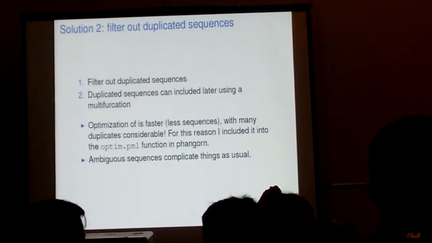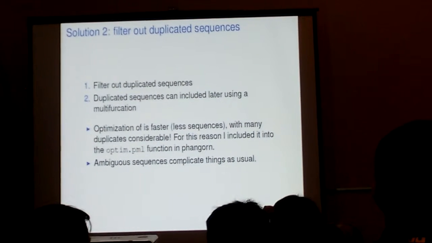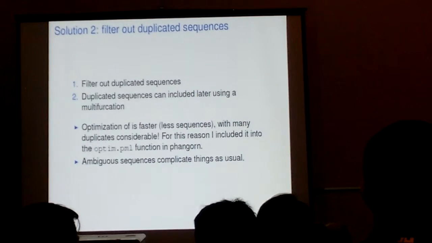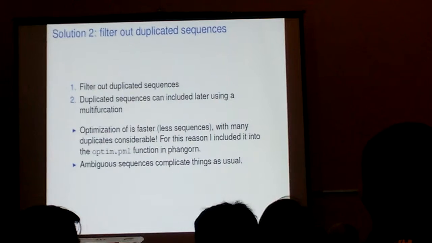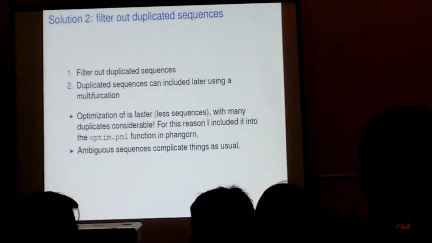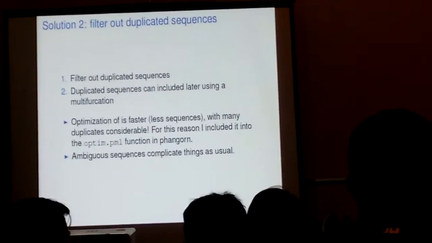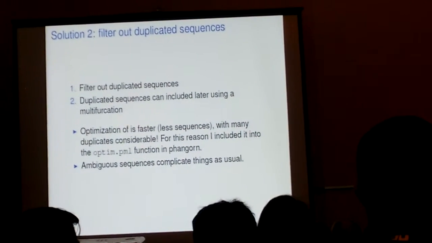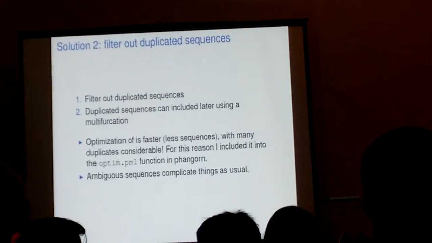The only problem is that ambiguous sequences always cause a little bit of problems. If one sequence is coded as N, so it could be any state, and another one is an A, you have to take the consensus of them, say it would be an A for the consensus sequence. So you may have a consensus sequence which is not represented in any of your original sequences.